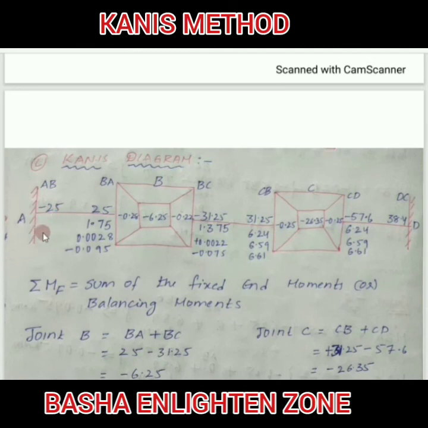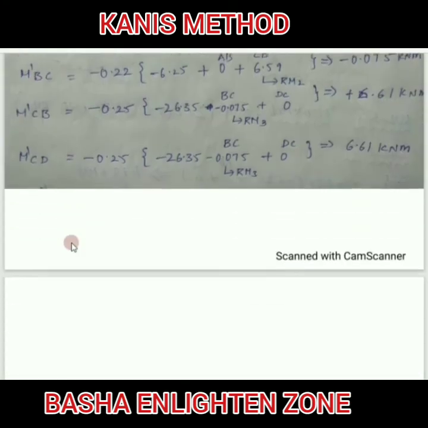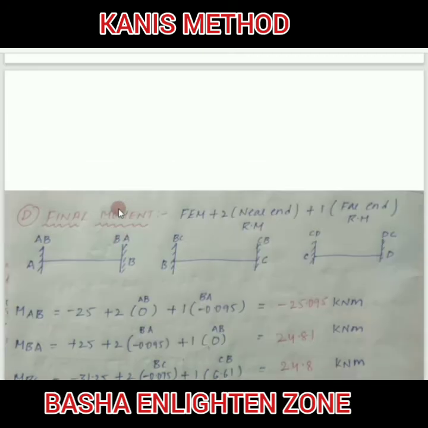So that is the reason 2 into 0. If there is no moment, I am taking 0. 2 into 0 plus 1 into, if you take 1 or directly far end rotation moment, there is no difference, plus 1 into far end rotation moment. For AB, BA is the far end rotation moment.